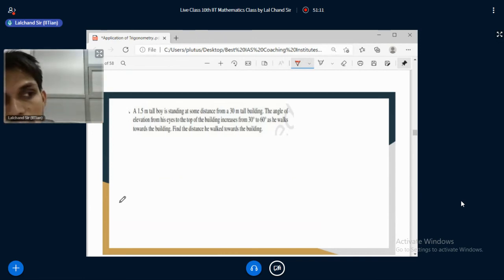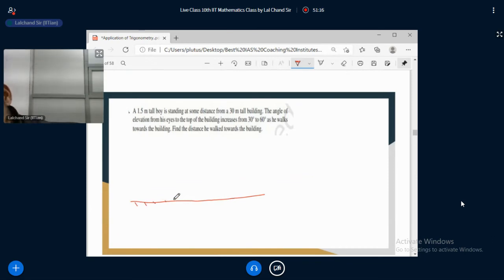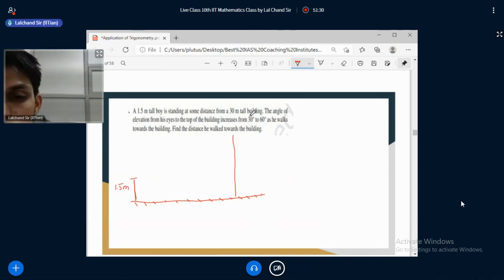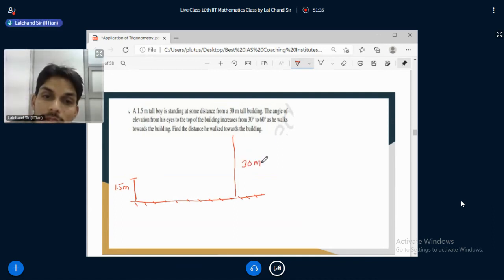Okay, so first make the diagram. So let's suppose this is the ground. Okay, so this is a boy whose height is 1.5 meter. Okay, and this is the building. And what is the height of the building? That is 30 meter. Okay, the angle of elevation from his eyes to the top of the building increases from 30 degree to 60 degree as he walked towards the building. Find the distance walked towards the building.